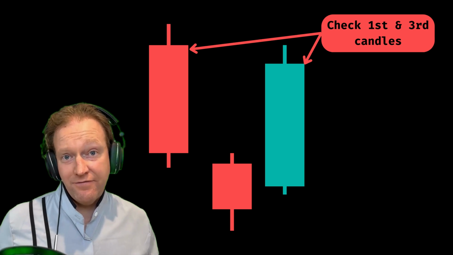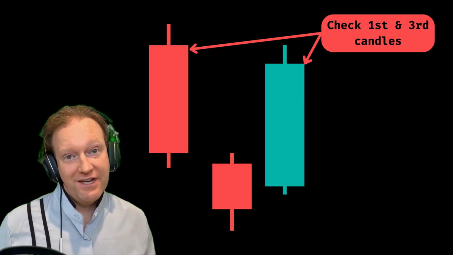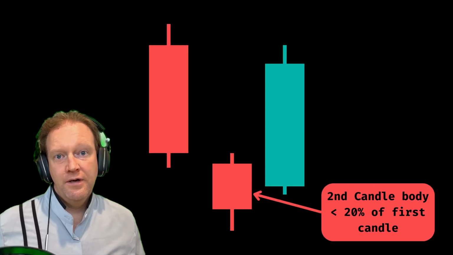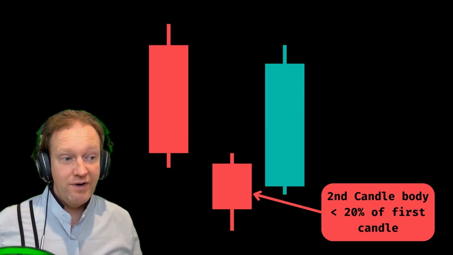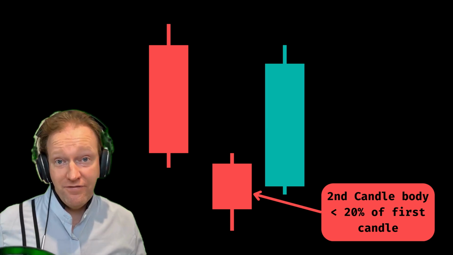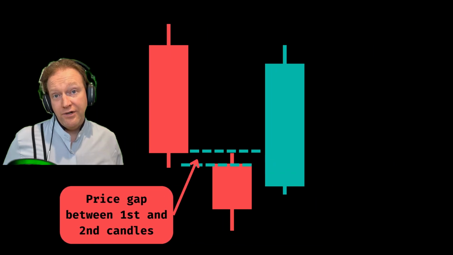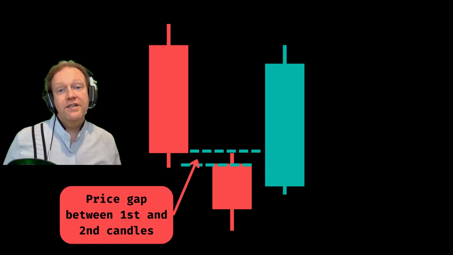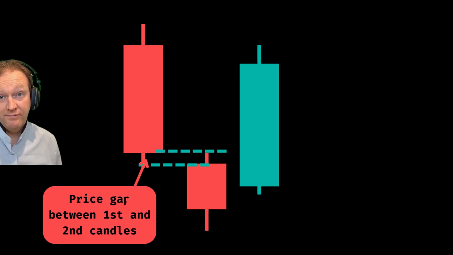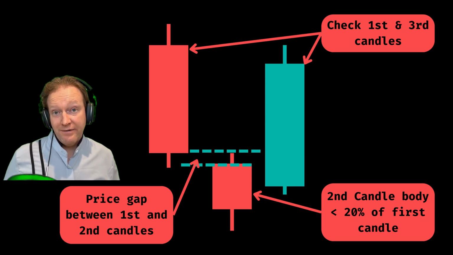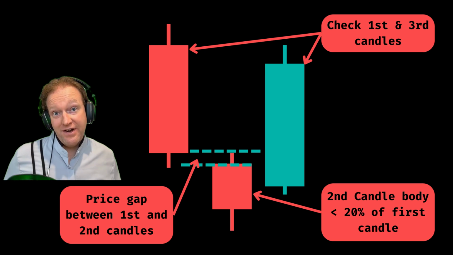First, we calculate the first and third candlesticks to make sure that the first one is bearish and the third one is bullish. Then we look at the middle candlestick and make sure that its body is less than 20% of the size of the first candlestick, indicating that it's quite small. Then we look at the difference in the price between the first and the second candlestick and make sure that there's a gap in that price movement. Once these conditions have been met, we identify the Morning Star candlestick pattern and notify that across all of our platform.